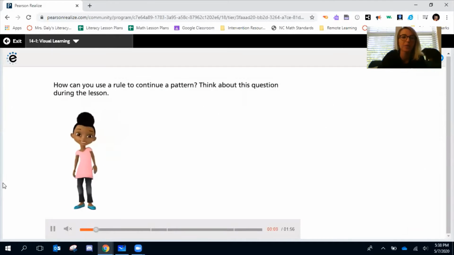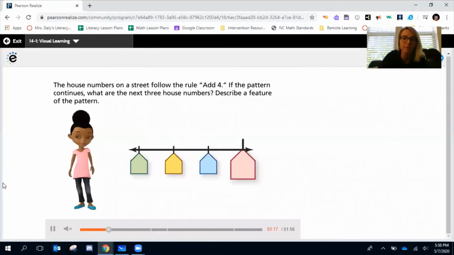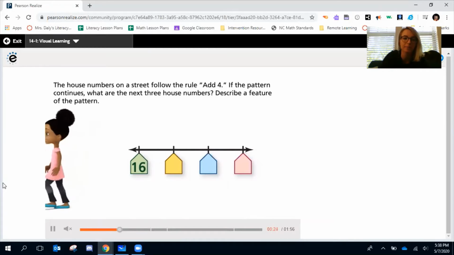How can you use a rule to continue a pattern? Think about this question during the lesson. The house numbers on a street follow the rule add 4. If the pattern continues, what are the next 3 house numbers? Describe a feature of the pattern.